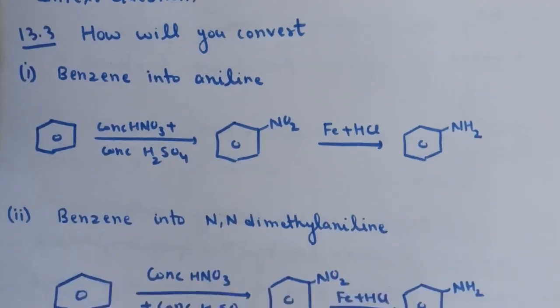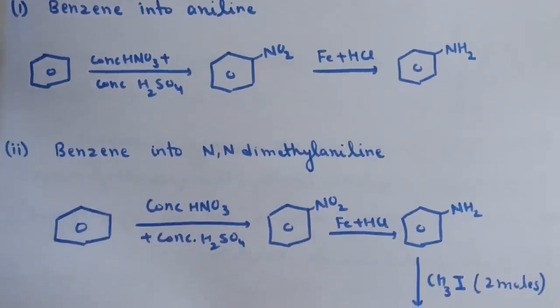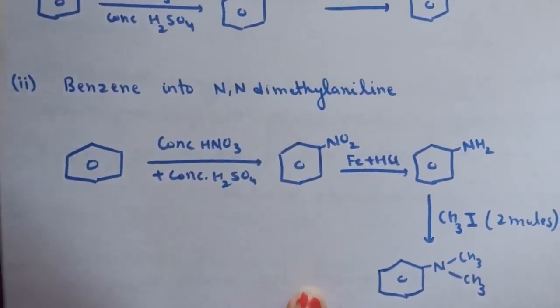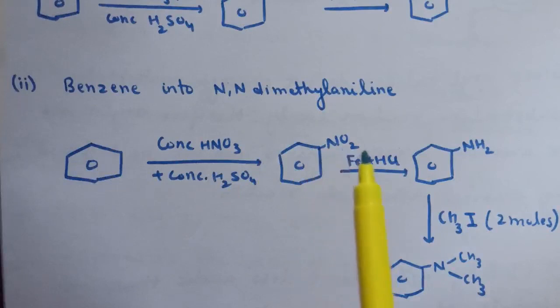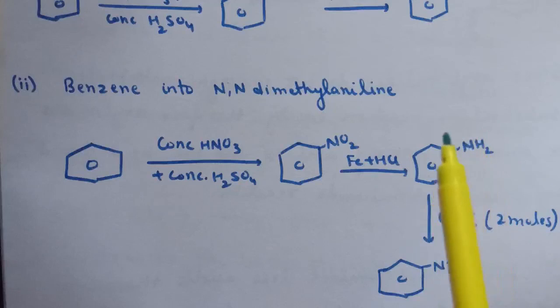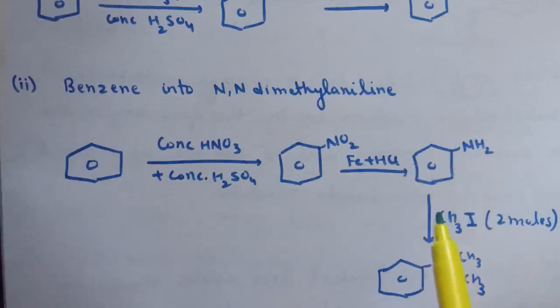Now second is benzene into N,N-dimethylaniline. So this is the formula for N,N-dimethylaniline. Now first benzene is converted to nitrobenzene. After the reduction, nitrobenzene results in the formation of aniline. Now when we treat this aniline with 2 moles of methyl iodide, here these two hydrogens are replaced by CH3. So this is how we convert benzene into N,N-dimethylaniline.